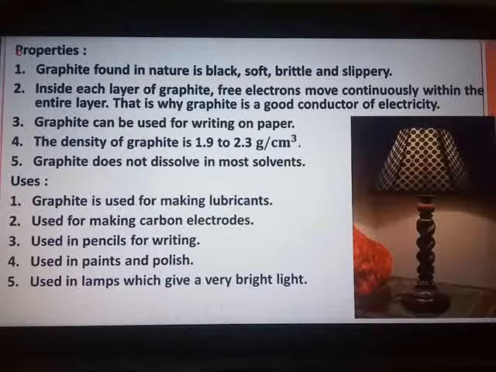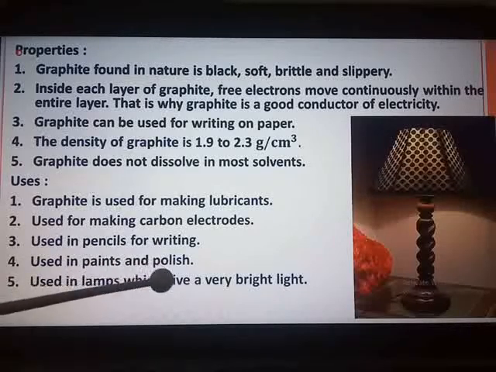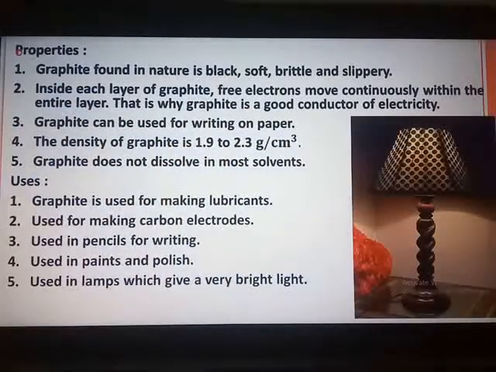Fourth distinguishing point, density of diamond is 3.5 gram per centimeter cube, whereas graphite does not dissolve in most of the solvents. So these are the properties of graphite. Out of the 5, you can study any 3 properties. About the uses, it is used for making lubricants, carbon electrodes, used in pencils which are used for writing, used in paints and polish, and used in arc lamps which give very bright light.